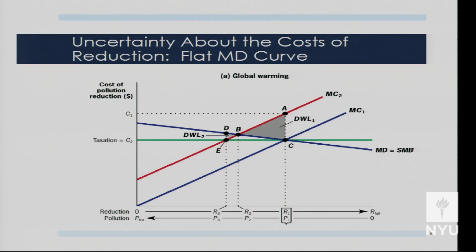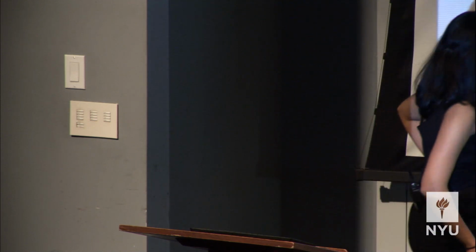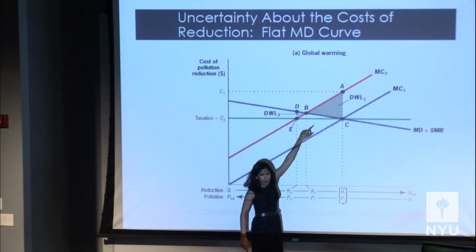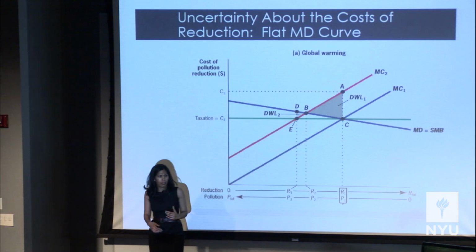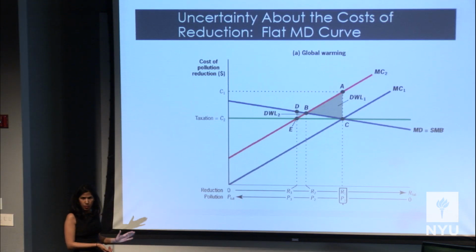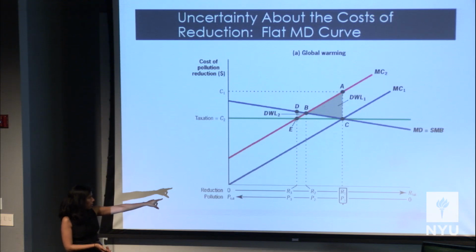The EPA has gotten it wrong, right? That's no longer the optimum. There's going to be too much reduction of pollution. We're going to over-reduce. By how much? Well, this should be the equilibrium quantity. This gray triangle, ABC, is the deadweight loss of the EPA getting it wrong, right? Does everyone see that? Because we've over-reduced by the units from R sub 2 to R sub 1.